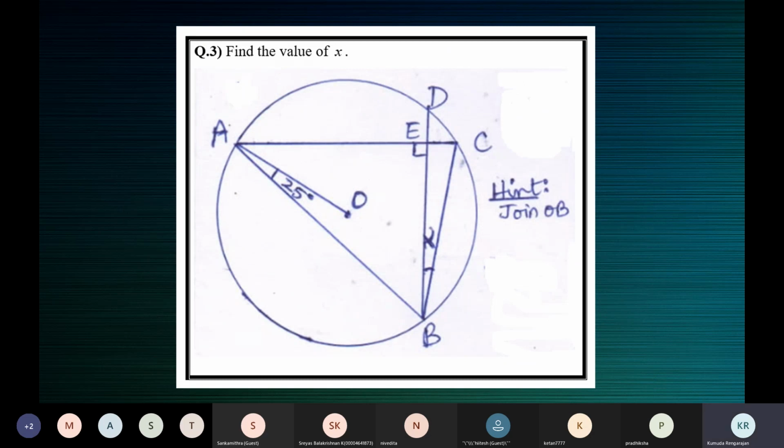Find the value of x. Draw the figure. I'll just get back, children. Please try this one.